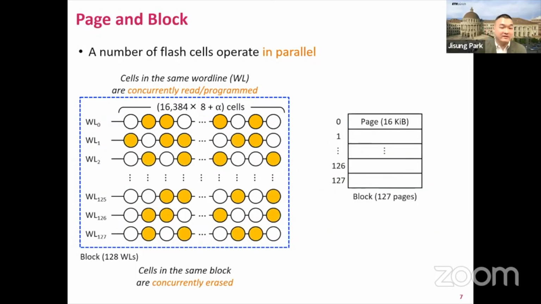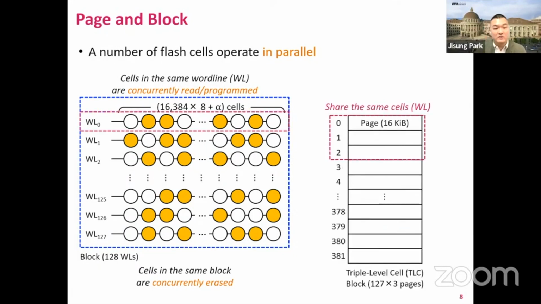Usually we describe a NAND flash block to have multiple pages, where each bit of a page is stored in 1 cell of the corresponding word line. And if we store 3 bits in a single flash cell, meaning that a word line stores 3 pages, which we call triple-level cell or TLC NAND flash memory, we can increase the number of pages per block without changing the cell array.